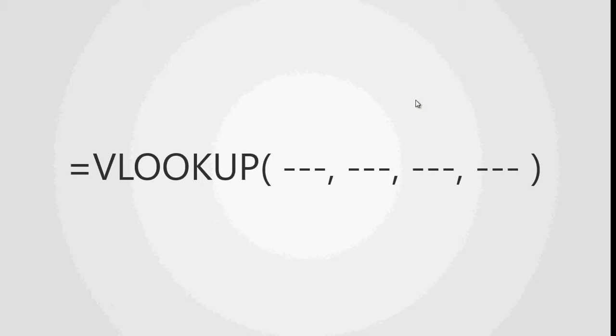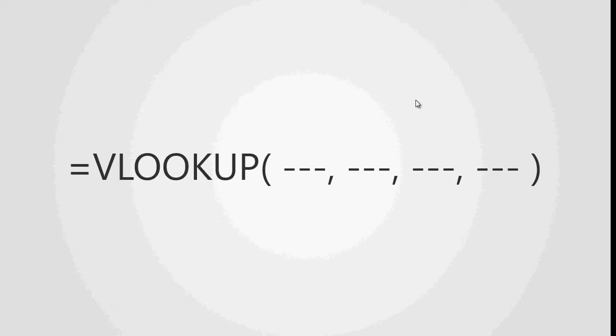VLOOKUP has 4 different positions. The 4th position inside the parentheses is not required, so I'm not going to address it just yet. That'll be very, very shortly here. But the first 3 sections inside your VLOOKUP function are the 3 components that help it do its job. So let's see what exactly VLOOKUP does.